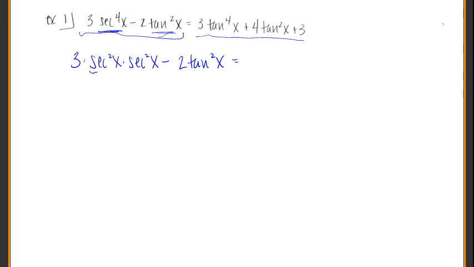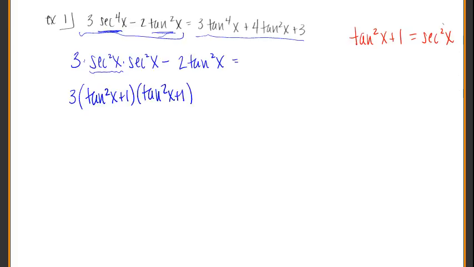Okay? And then for each of these secant squareds, we have an identity that we can use. Let me think. What is that identity that involves both secant and tangent? Well, over here on the right, I'll write it out. It says tangent squared x plus 1 is equal to secant squared x. So everywhere I see a secant squared x, I'm going to replace it with tangent squared x plus 1. So it'll be 3 times tangent squared x plus 1 times tangent squared x plus 1 minus 2 tangent squared x. Okay, and from there we're looking good. We're all in terms of tangents. Let's see where we can get with this.